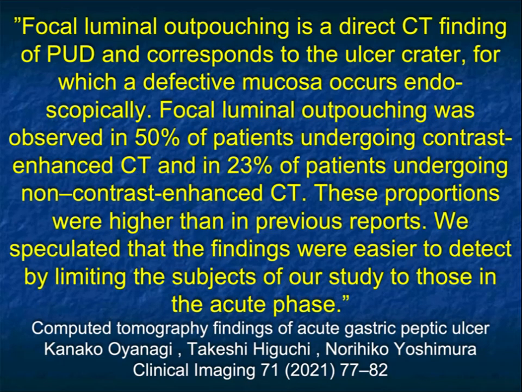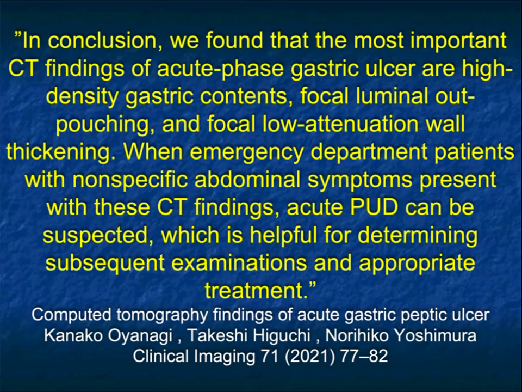Now, that article also makes the point that focal luminal outpouching is a direct CT finding of peptic ulcer disease and corresponds to the ulcer crater, for which a defective mucosa occurs endoscopically. But you can see, particularly on the cinematic, I'm giving you an endoscopic view. You very nicely saw the ulceration and the perforation. So that becomes a very important finding. And the more carefully you look and the better protocols you use, the more likely these signs are going to be of value to you.